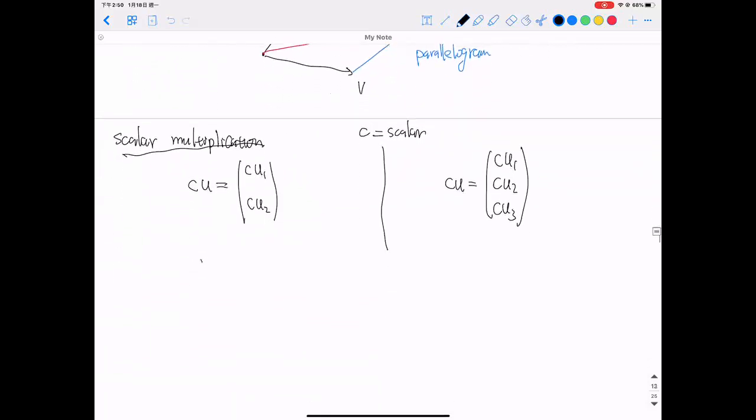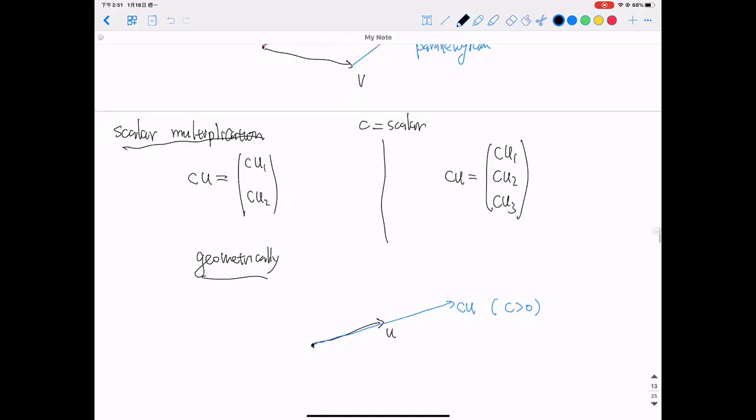And again, you can interpret this geometrically. If you have a vector U, now CU will scale the vector according to C. Now, if C is positive, CU and U would point towards the same direction. If C is negative, the direction would be opposite.